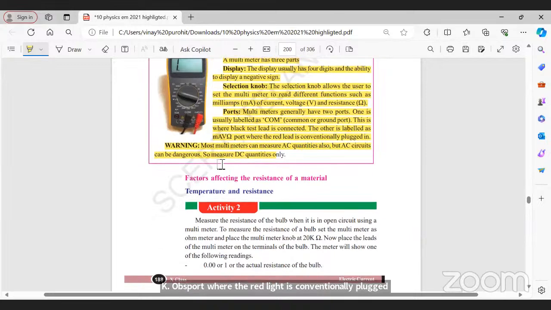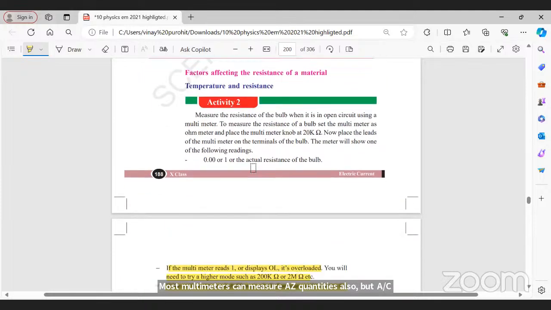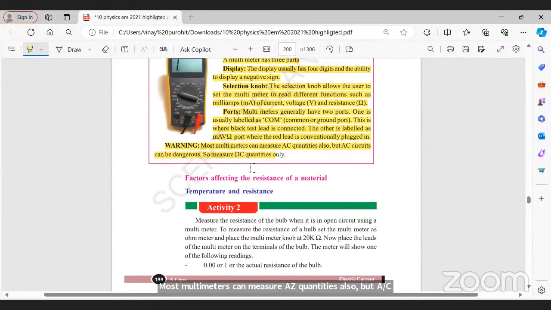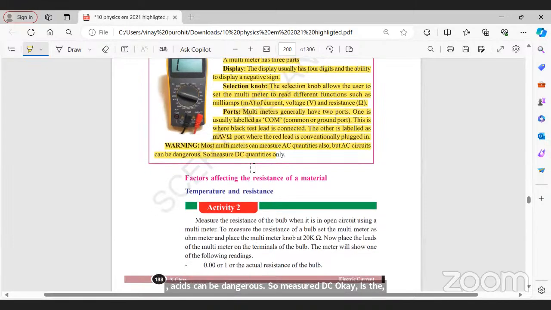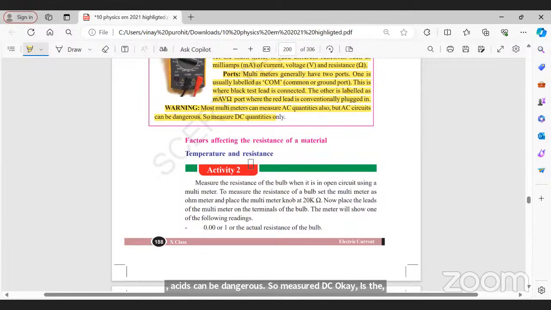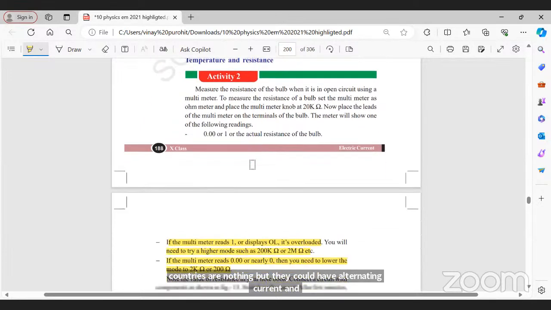Next, coming to the warning. Most multimeters can measure AC quantities also, but AC circuits can be dangerous. So measure DC quantities only. AC quantities are nothing but alternating current. And DC quantities are direct current. So mostly we measure DC current only.